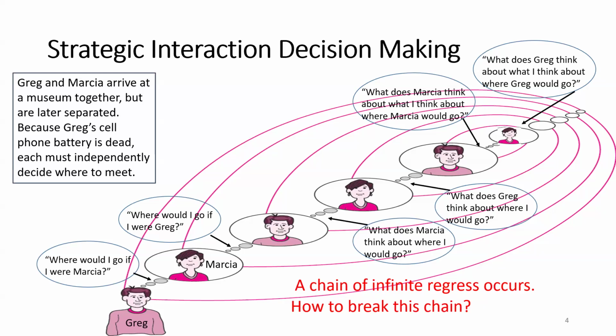So there's a chain of infinite regress, because the situation will continue. But we need to use some method to break this regress at some time, at some stage.